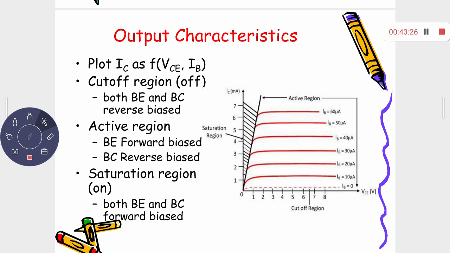But in the active region only, if I change the base current, the collector current also changes by a proportionate amount. That means the notion of linearity is maintained. That's why this region is also known as the active or linear region. Whenever I would like to operate my transistor, I have to ensure that my operating point, that means the values of IB and IC, should be inside this active region, not in cutoff or saturation. Saturation region is when both the base emitter junction and the base collector junction are forward biased. Then you have the current that is fixed.